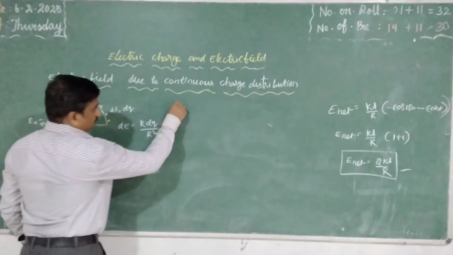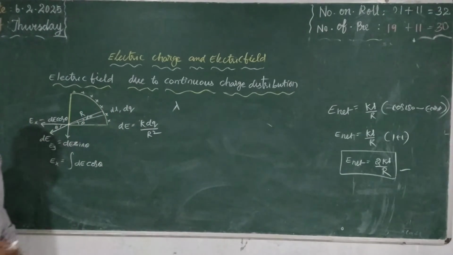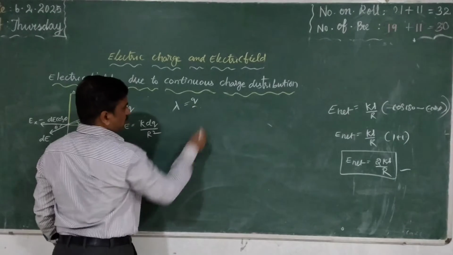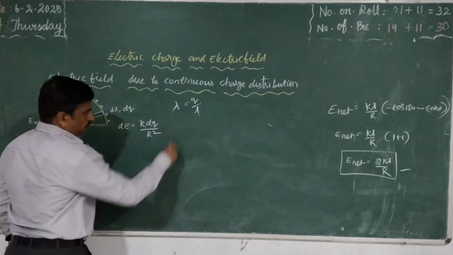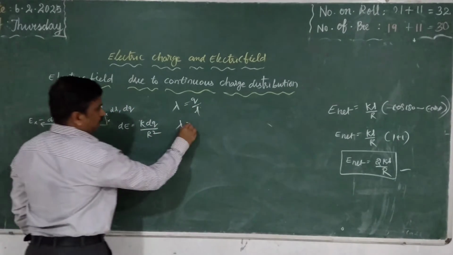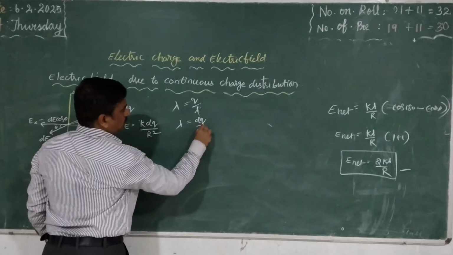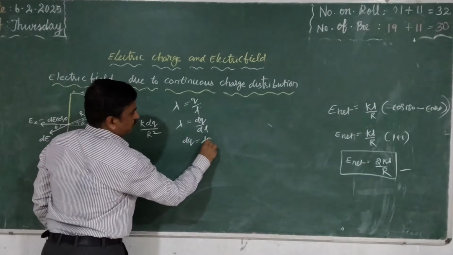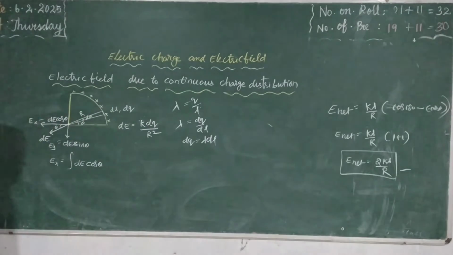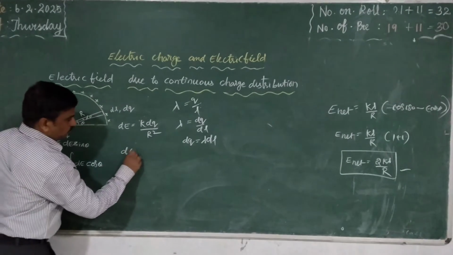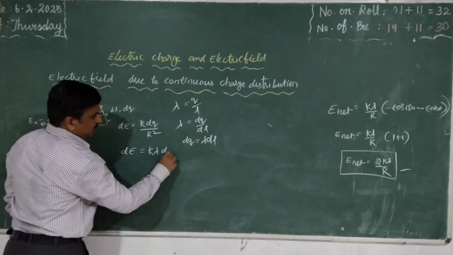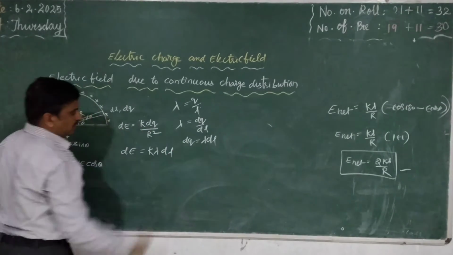We know lambda means linear charge density, means charge per unit length. What is the total charge? Q, length is L. We want only this part here. So lambda equal to charge dq over length dl. What can we write? dq equal to lambda dl. So dE equal to k lambda dl, because instead of dq we can write lambda dl.